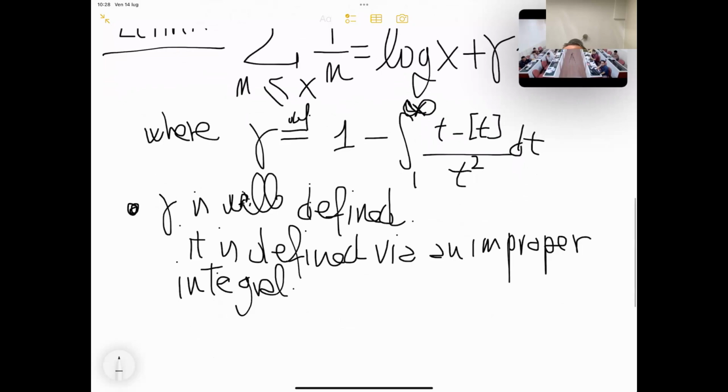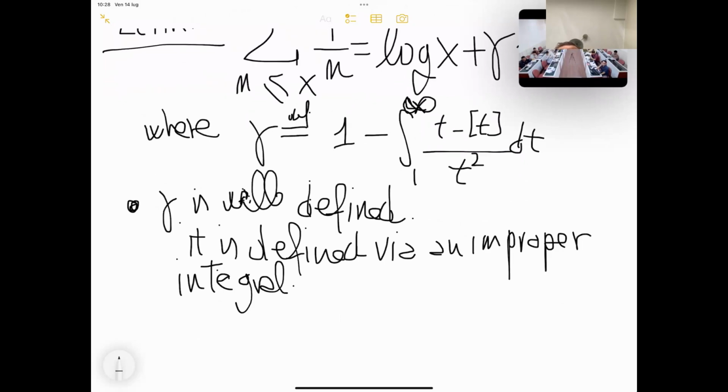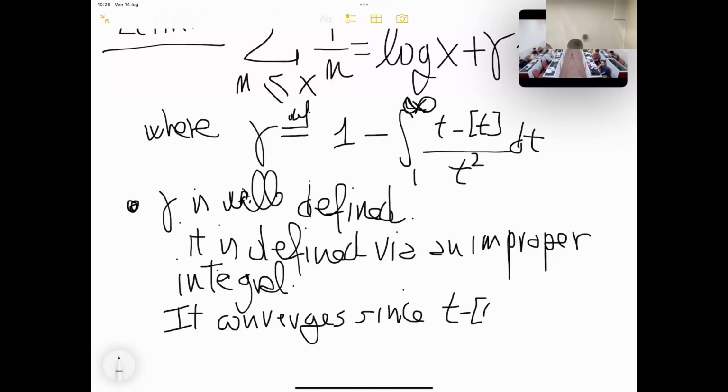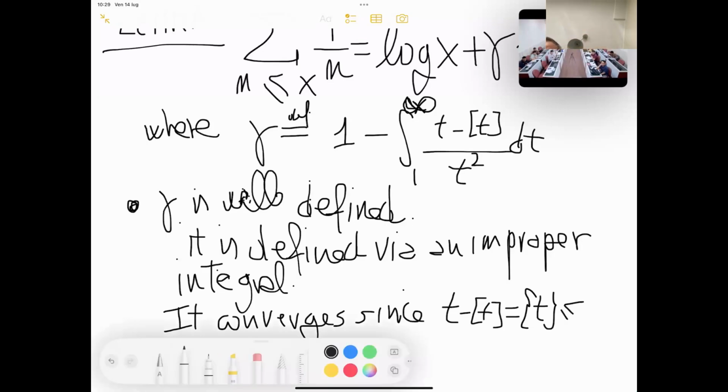And so in order for this to make sense, we have to check that the integral actually converges. It converges since when we take t minus the integral part of t, which we always denote by the fractional part of t, this is always strictly less than 1.